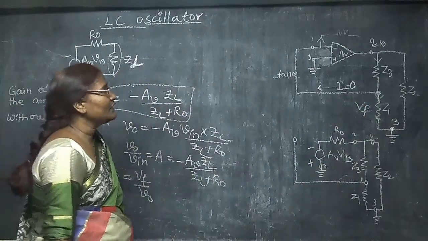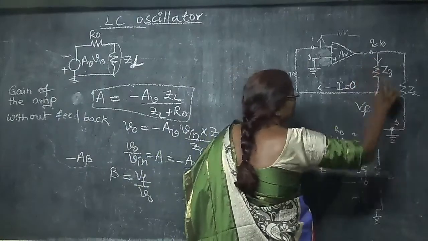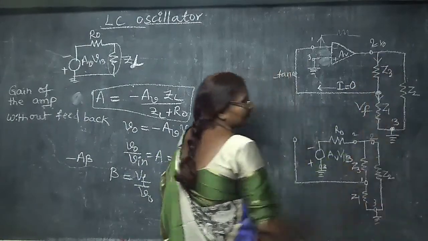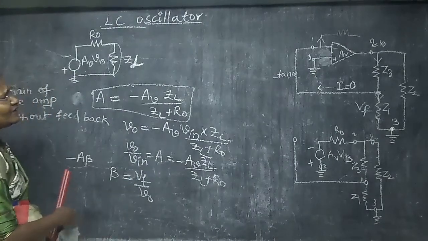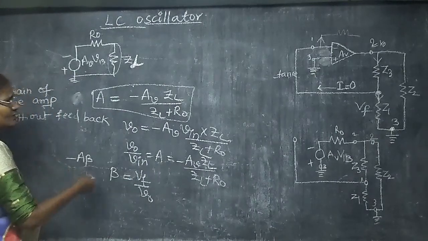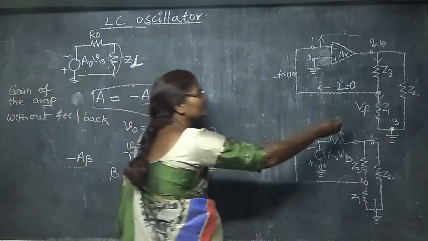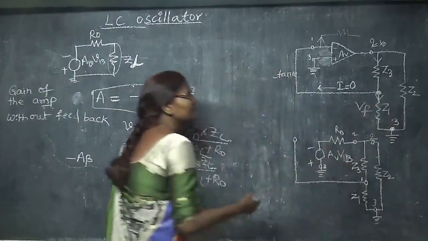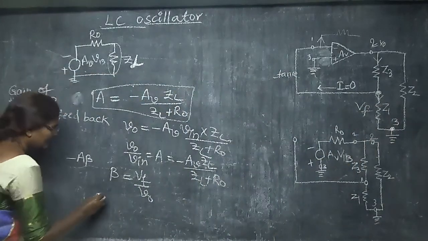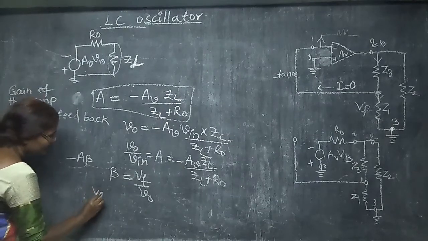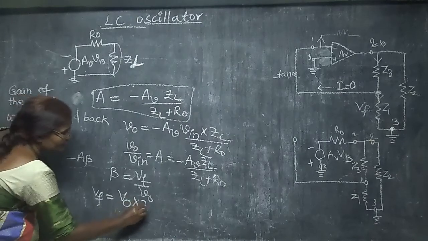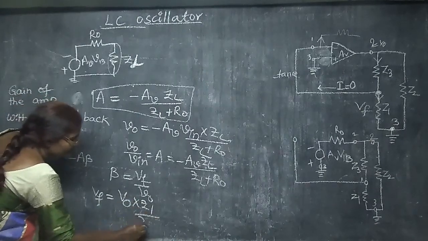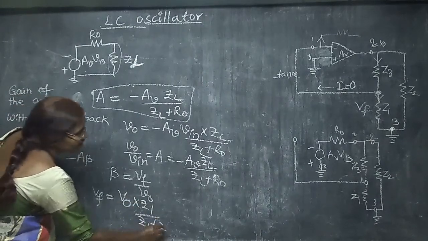And what is V0? V0 is the voltage across this. So, what is my VF by V0 going to be? What is the drop across this? This drop across this is going to be, let it be VF. VF is equal to V0 into Z1 by Z1 plus Z3.